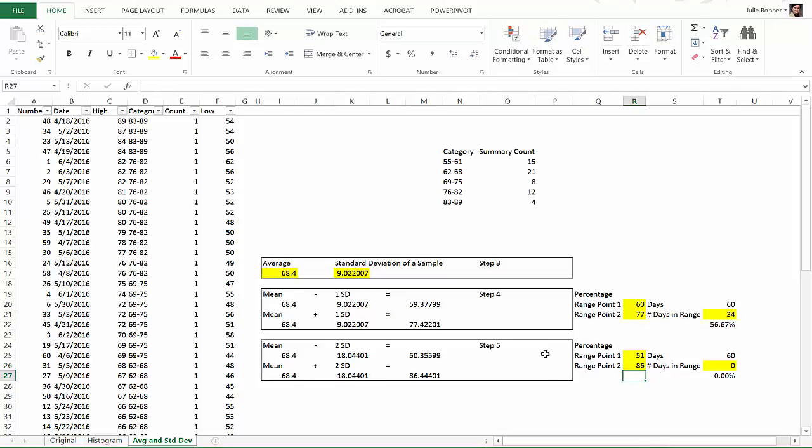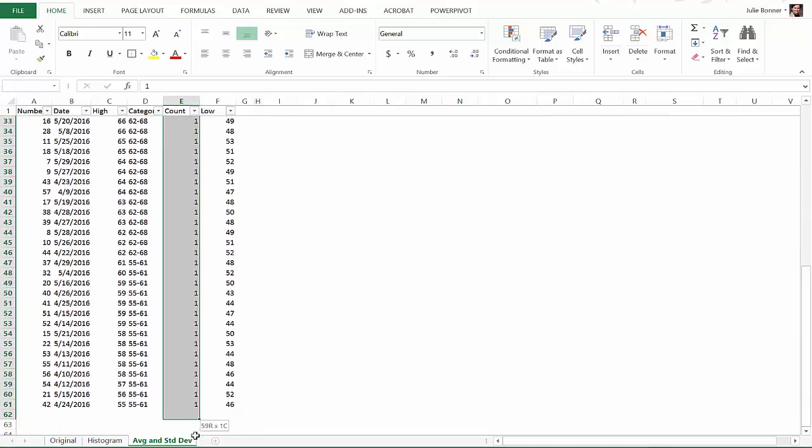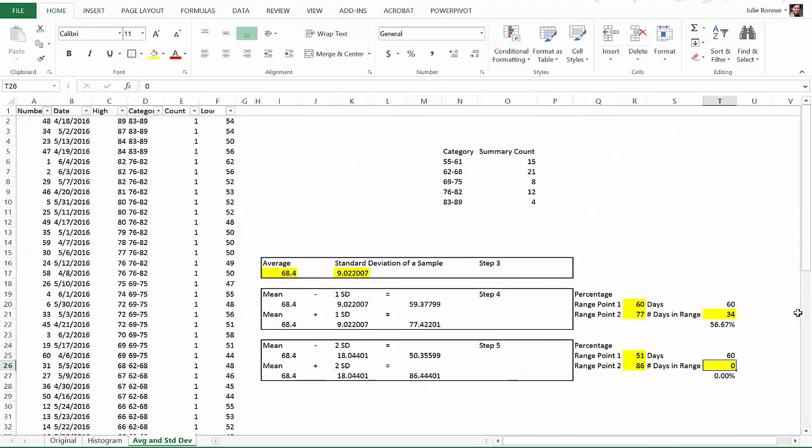So now let me find how many of my data points fall in 2 standard deviations. So I come over here, and 84 falls in my range, but 87 doesn't. So I'm going to start with the 84, go all the way down, and my lowest high is 55 degrees. So there's quite a bit of my data falls in that 2 standard deviation range. So the count of that is 58. So I come back here, type the 58, and that tells me that 96.67% of my data points fall within 2 standard deviations.